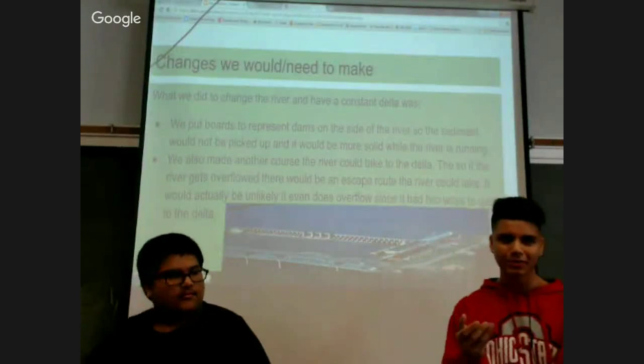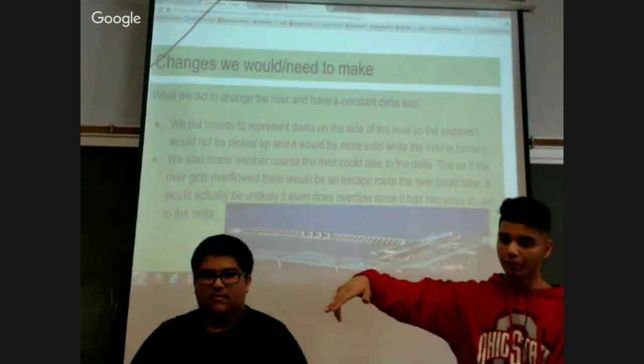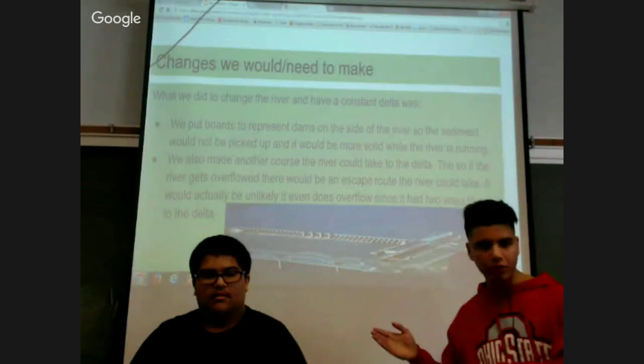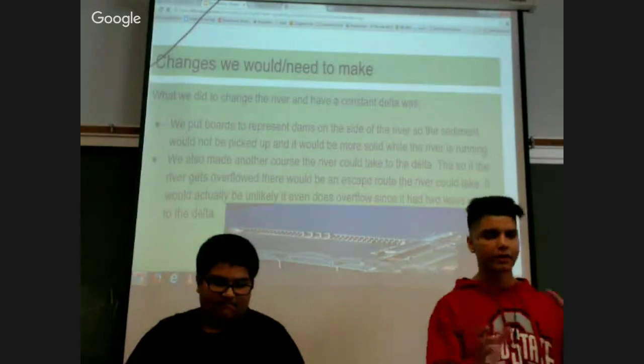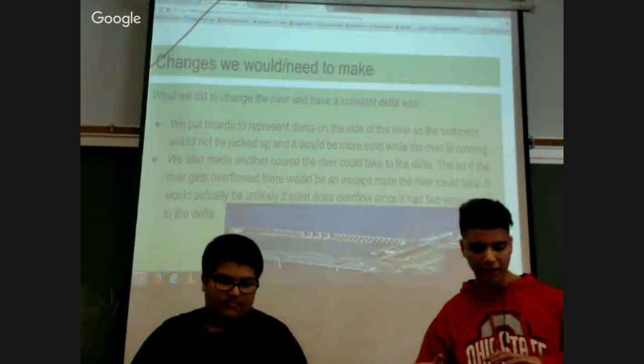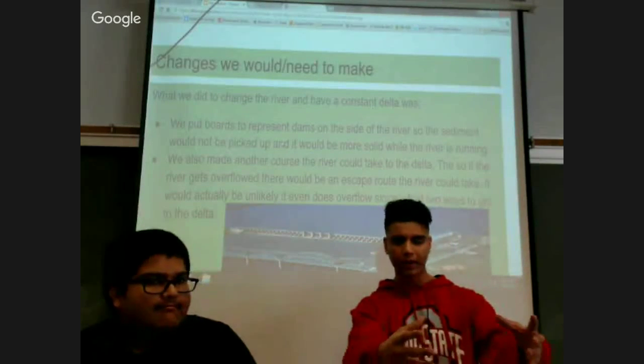So as we showed in the videos, we put boards on the sides, and we also created a new river. So instead of all the water going one way, filling up the whole sides, taking sediment, and creating a new delta, it would go both ways and combine in the end.